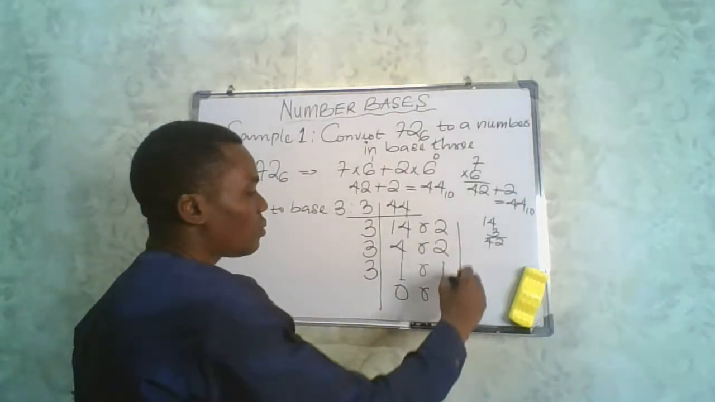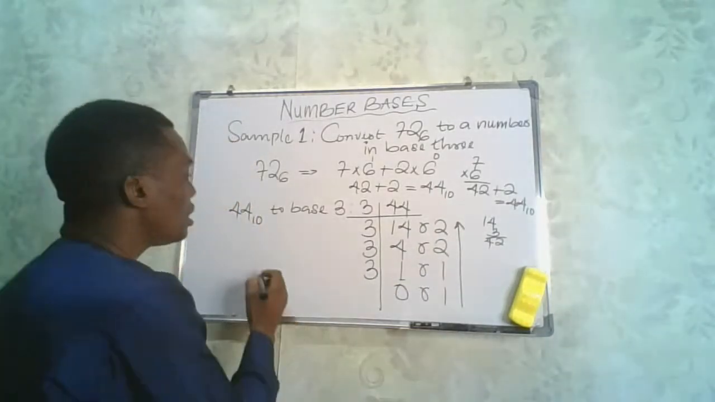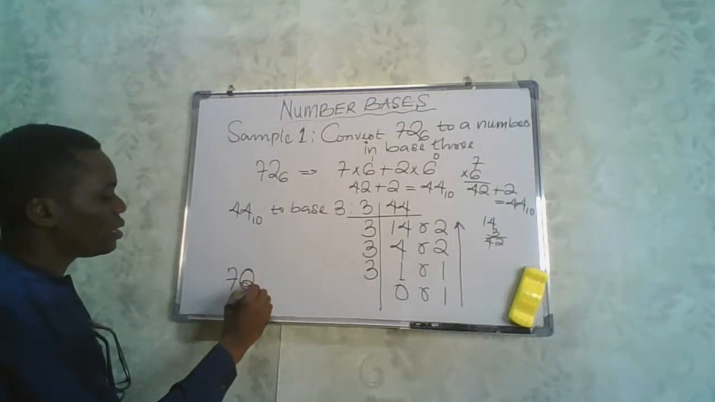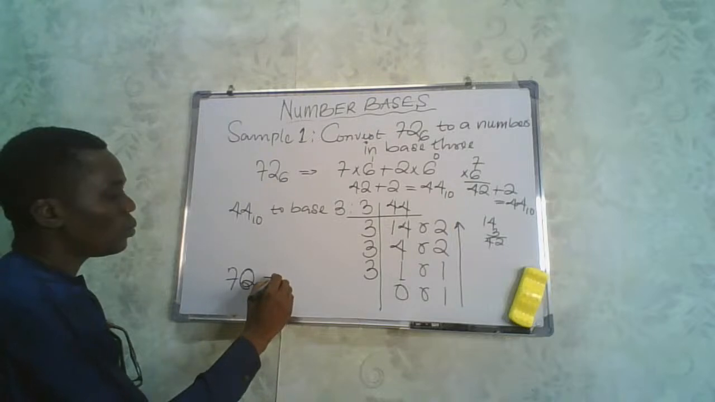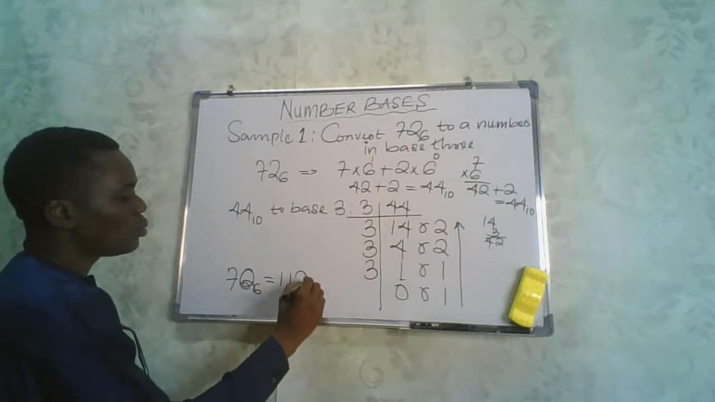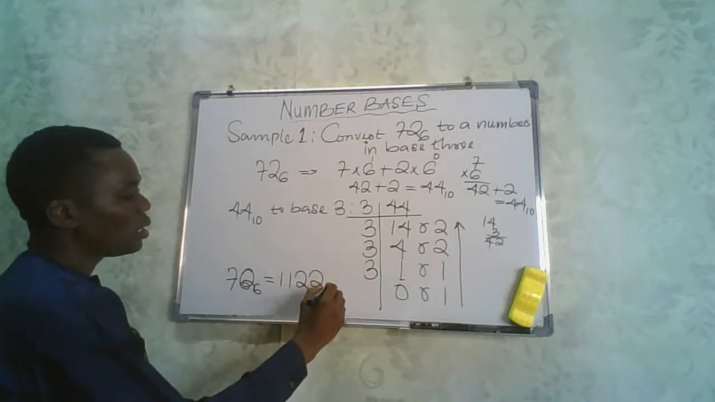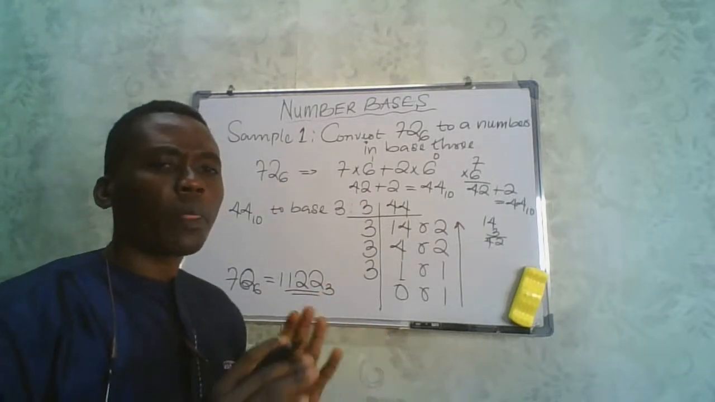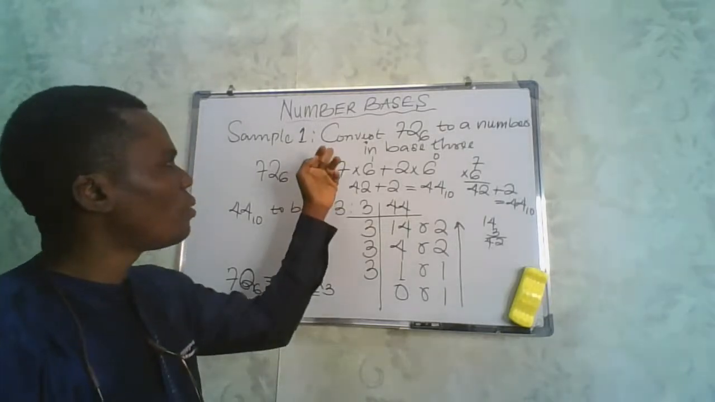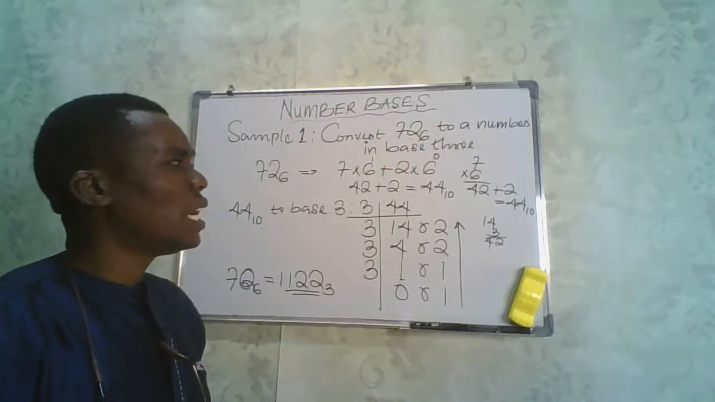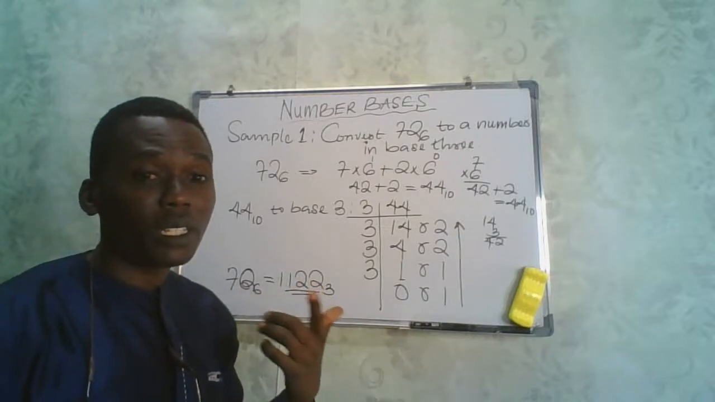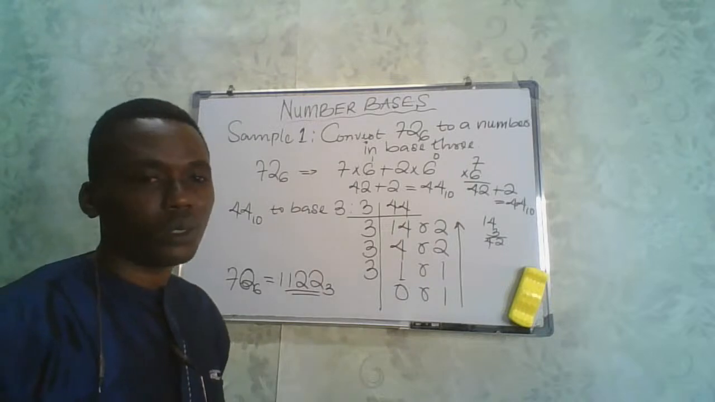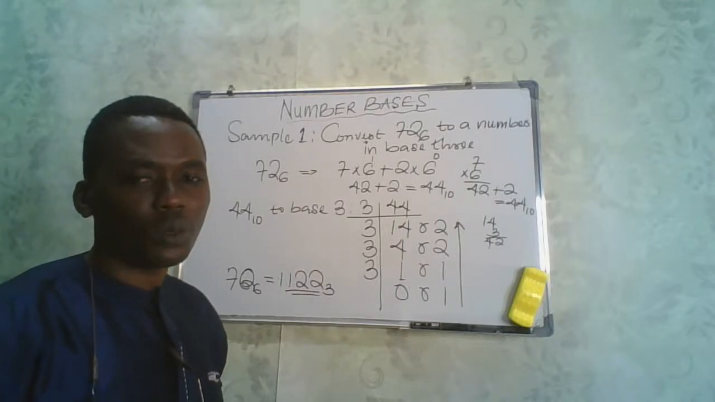So if you read this from the bottom to the top, you come to see that 72 in base 6 is equal to 1, 1, 2, 2 in base 3. And that would be the solution to that question. So you see, it's very easy. If you're asked to convert from this base to this base and you try doing it directly, you might start making mistakes that will cost you a lot. And that is the point you need to note.